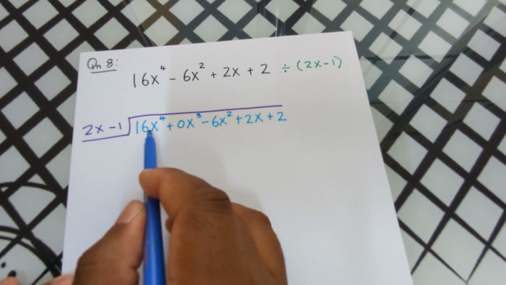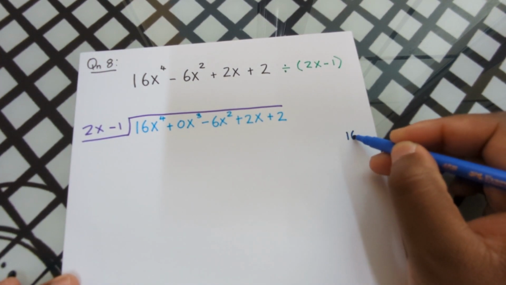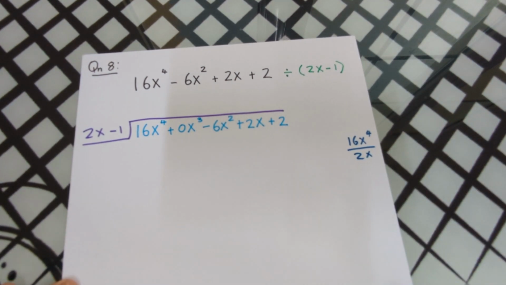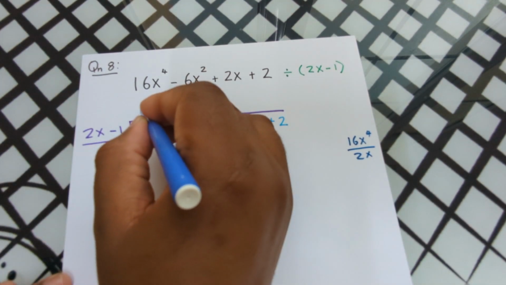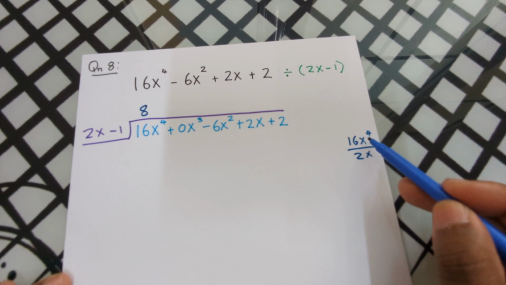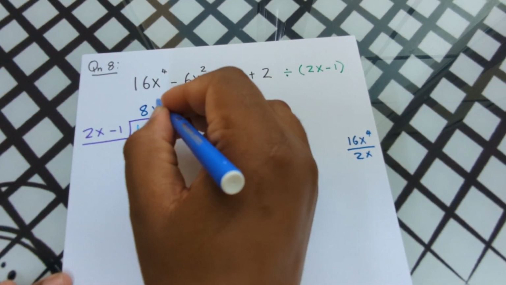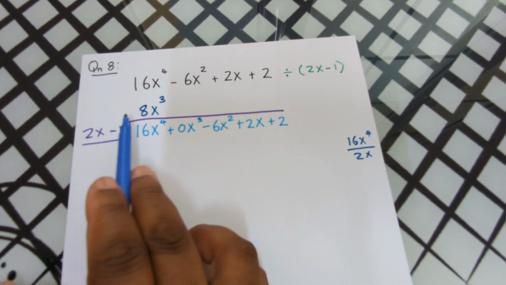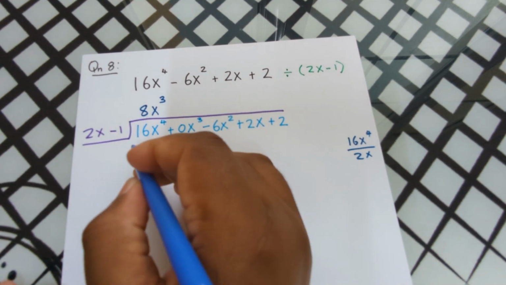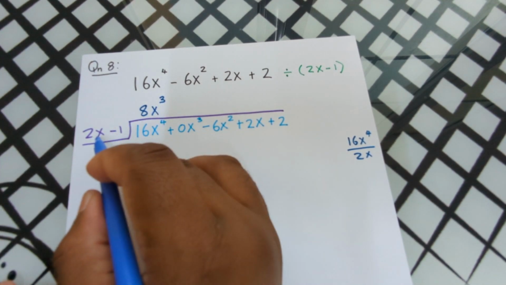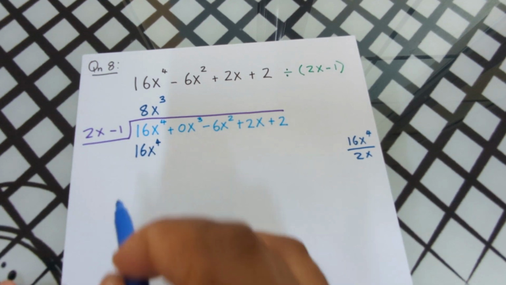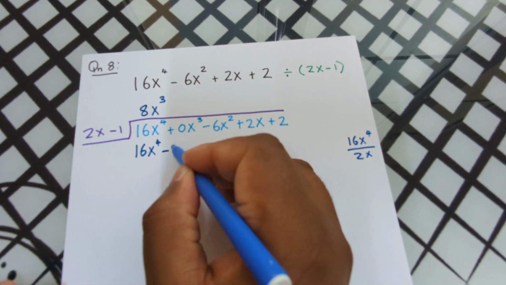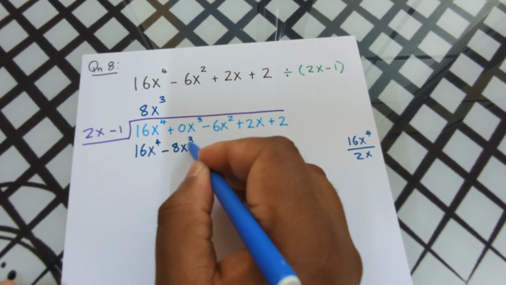Now let's divide 2x into 16x to the power of 4. So we have 16x to the power of 4 being divided by 2x. And 16 divided by 2, that's 8. And x to the power 4 divided by x, that's x to the power 3. Now let's multiply 8x cubed multiplied by 2x. 8 multiplied 2, that's 16. X cubed multiplied by x, that's x to the power of 4. Then 8x cubed multiplied with minus 1, it will be negative 8x to the power of 3.